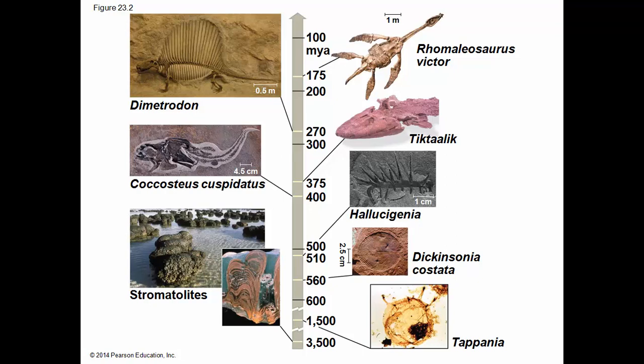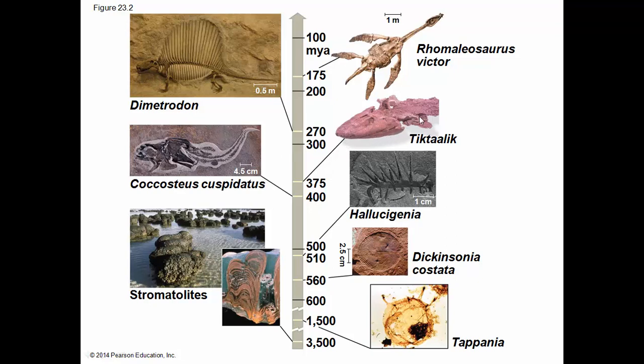Coccosteus cuspidatus is a fish, a placoderm, a fish-like vertebrate that occurred around the Devonian period of time. It had a bony shield that protected its front end here. Tiktaalik, about 375 million years ago, is a primitive ancestor of all tetrapods. This is when these fish started to develop their limbs, and they began to live in the shallow water areas.